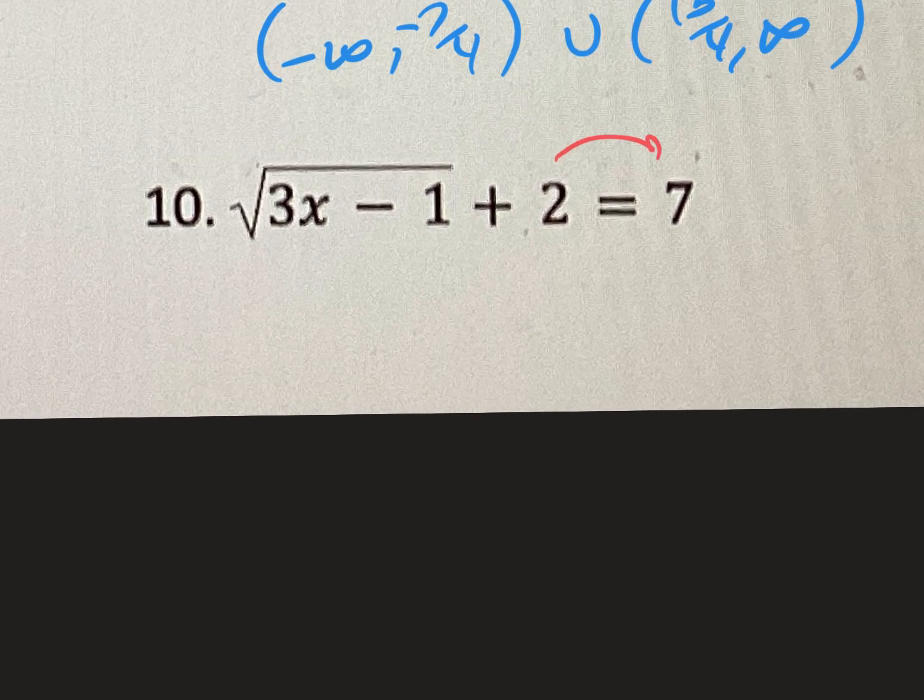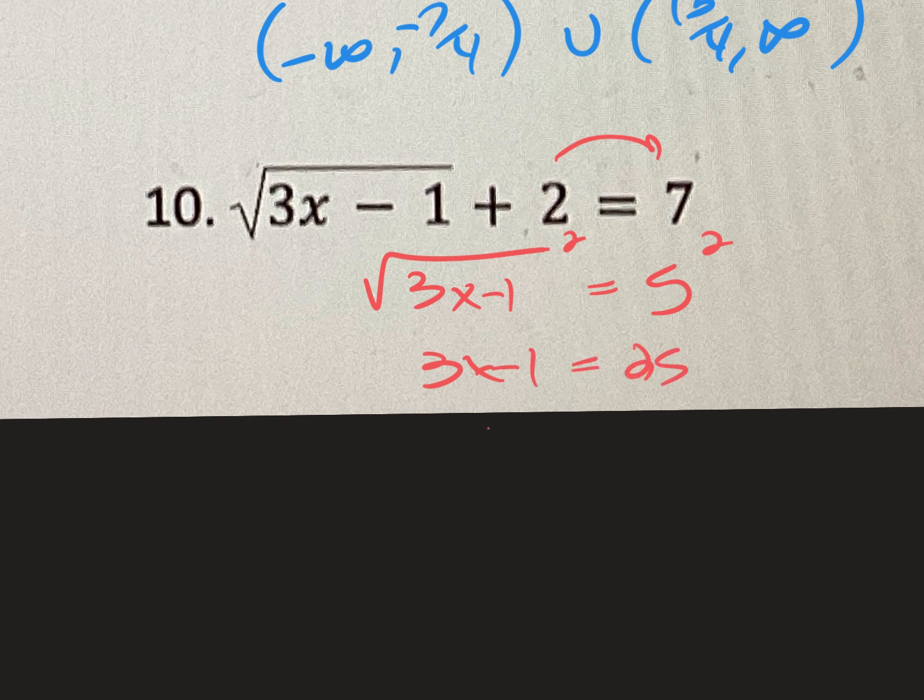So first step, let's move that 2. Remember, we're isolating the radical first. Get 5. Square both sides. Get 3x minus 1 over here, get 25. Move the 1 over, it's going to be 26. Divide by 3, get 26 thirds.